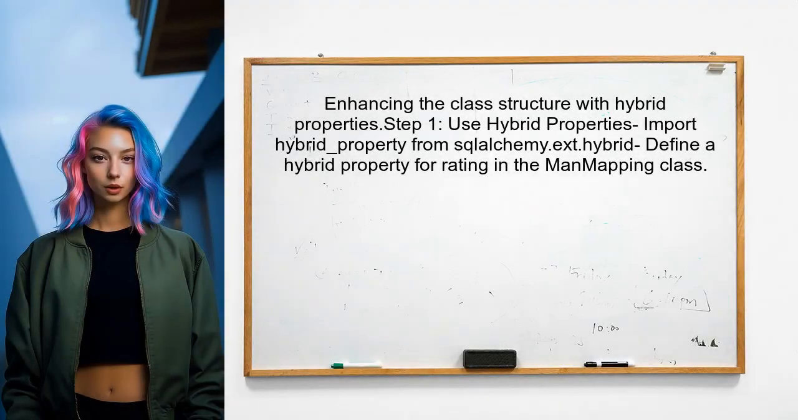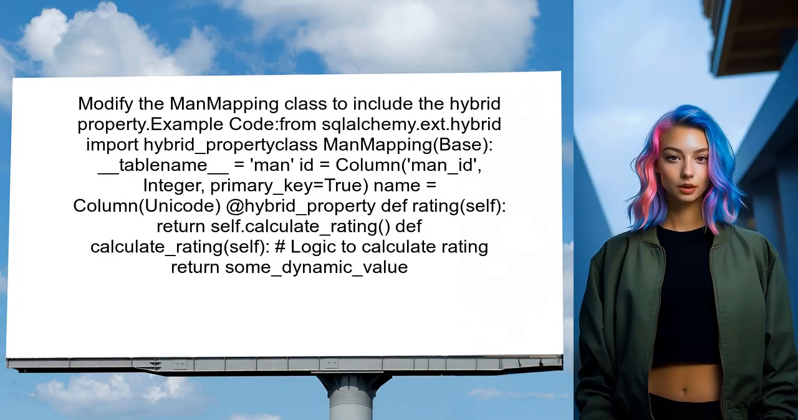To enhance the existing class structure, the user can utilize SQLAlchemy's hybrid properties. This allows for the integration of non-database attributes like rating directly into the mapping class. Next, the user should modify the man mapping class to include the hybrid property for rating. This will allow the rating to be calculated dynamically without being stored in the database.